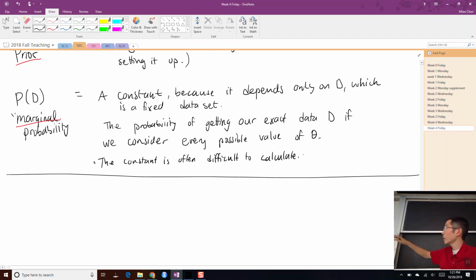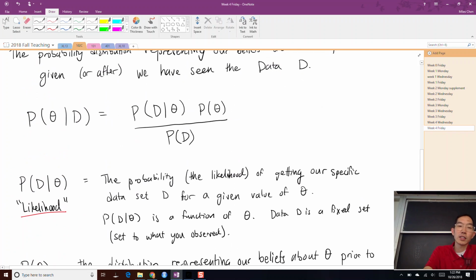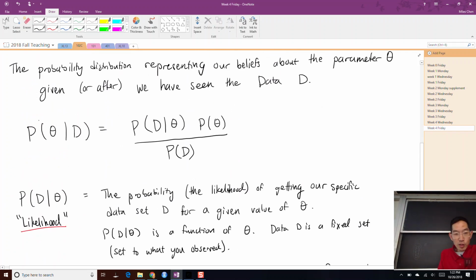Okay, but if the constant's difficult to calculate, and if it's only a constant, why do we even bother trying to calculate it? Yeah. You need the probability to be normalized. Exactly, right? This posterior distribution, probability of theta given data, is a PDF.